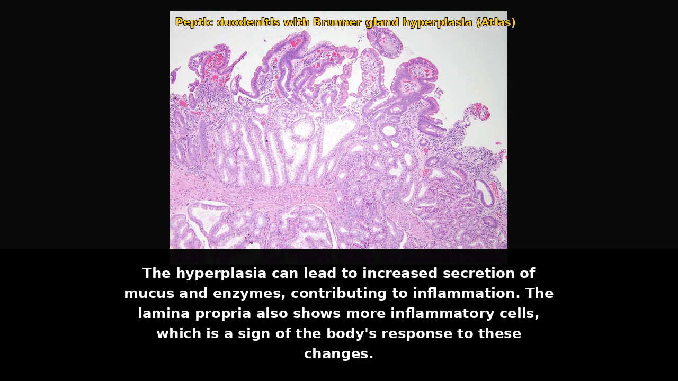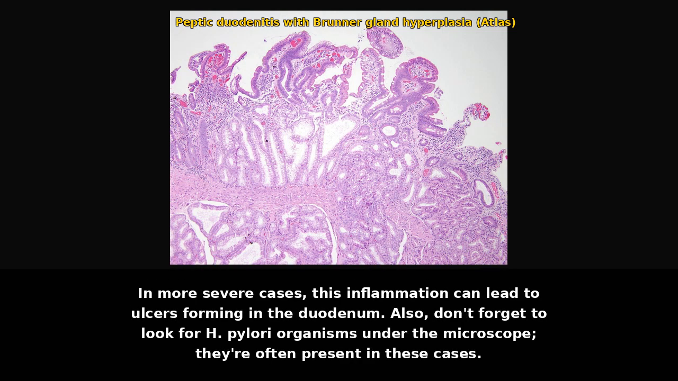The lamina propria also shows more inflammatory cells, which is a sign of the body's response to these changes. In more severe cases, this inflammation can lead to ulcers forming in the duodenum. So also don't forget to look for H. pylori organisms under the microscope. They're often present in these cases.